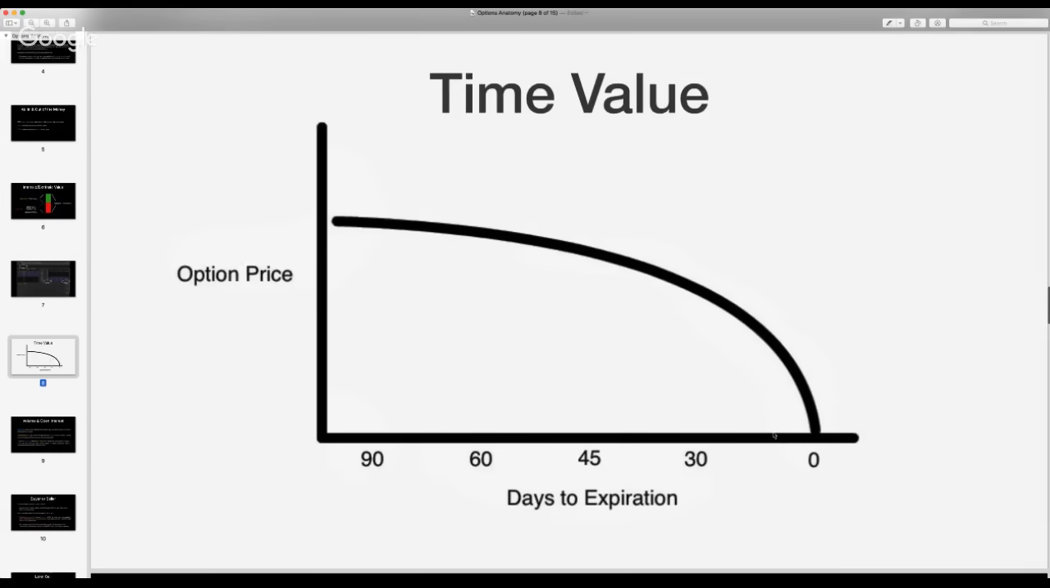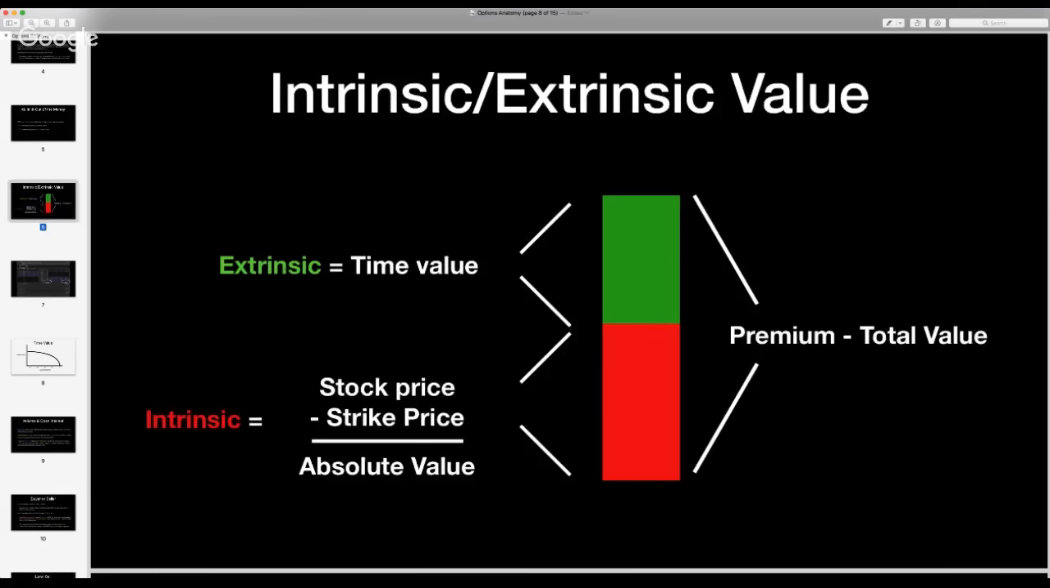The further away you are from expiration, the more the time value is worth, so the premium is worth more. But it's constantly degrading as you get closer and closer to expiration, and it speeds up at an exponential pace the closer you get to expiration. So that's the difference between extrinsic and intrinsic value. All right, hopefully that's clear to everybody.